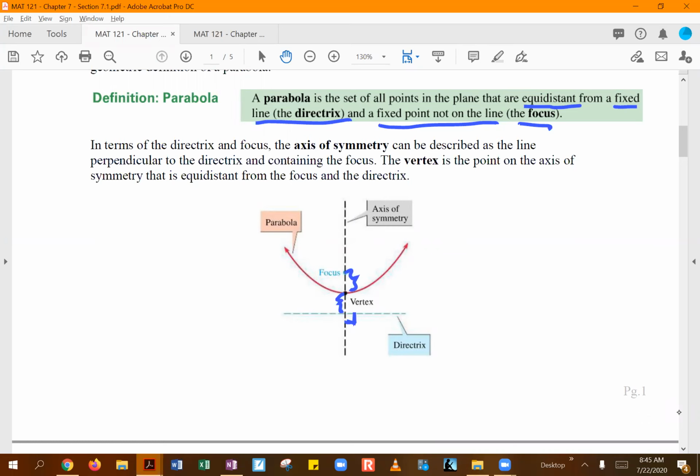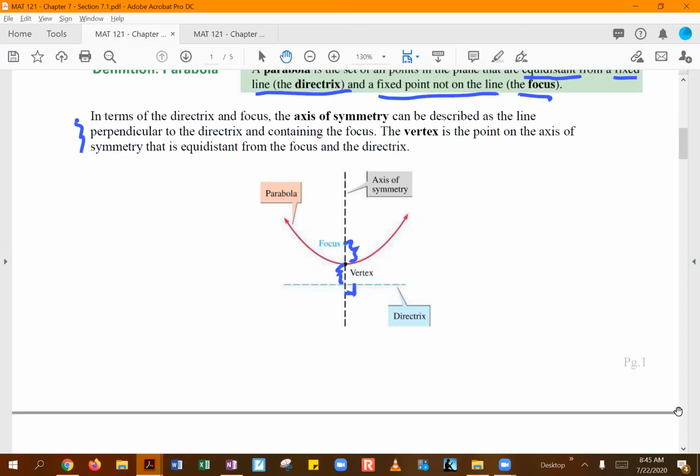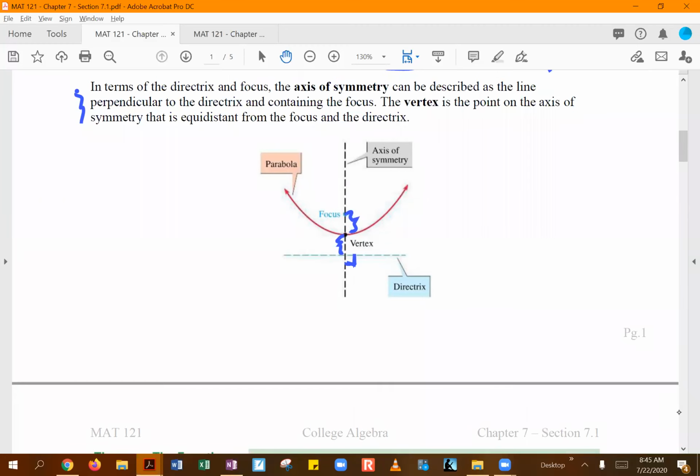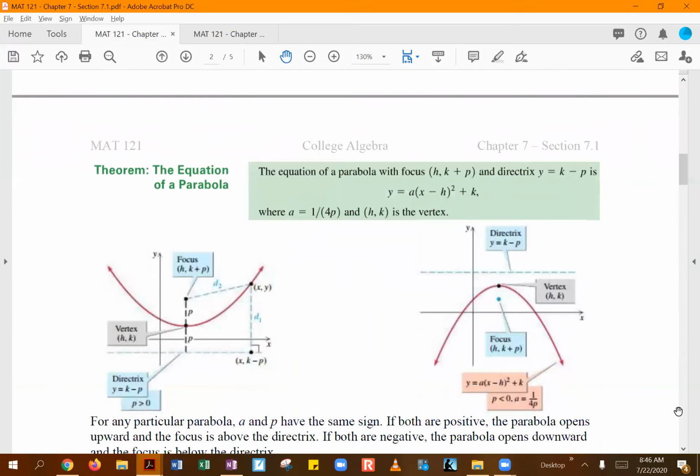They're talking about that right here in this little paragraph: the axis of symmetry will be perpendicular to the directrix. It contains the focus. When they say it contains the focus, it basically means it passes through the focus. And of course we know the vertex is also a point on the axis of symmetry. And like I said, the distance between the vertex and the focus and the distance between the directrix and the vertex is going to be the same.